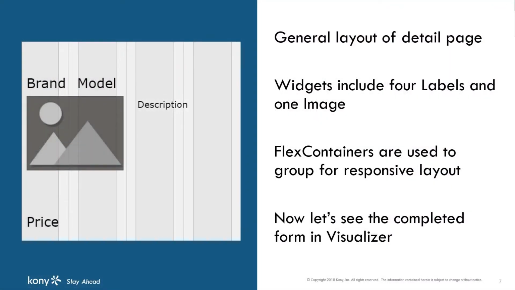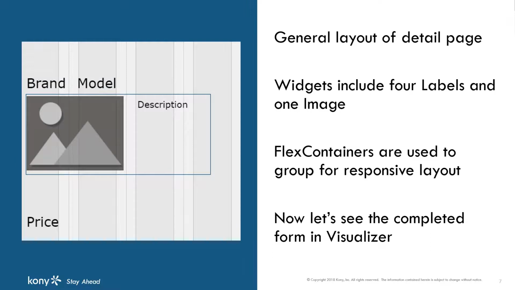Before I do that, let me show you the layout I'm going to implement. Several details about the appliance will be in labels, and a photo of the appliance will be shown in an image widget. Several flex containers are used for grouping and responsive layout. The brand and model are grouped in one flex container. The rest of the details are in two nested flex containers.